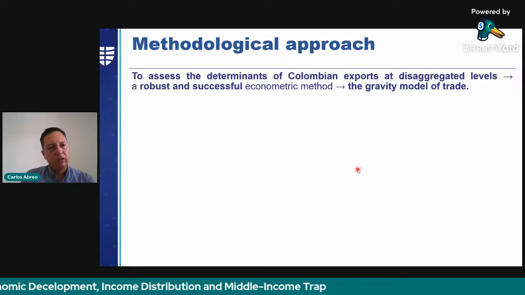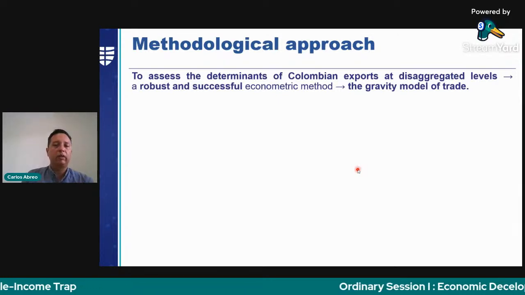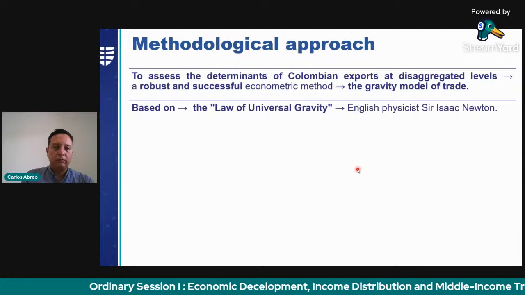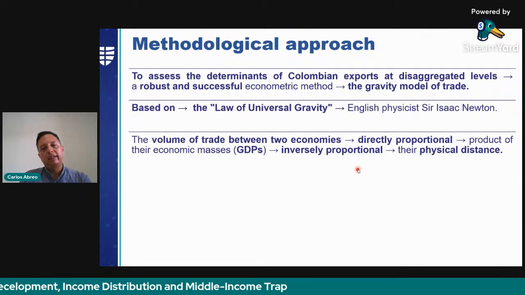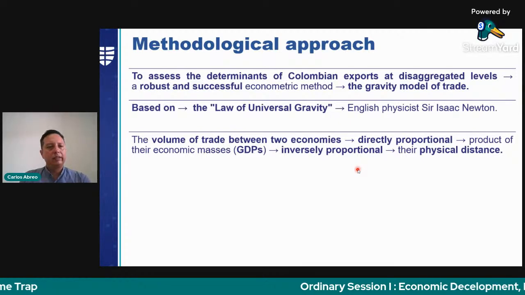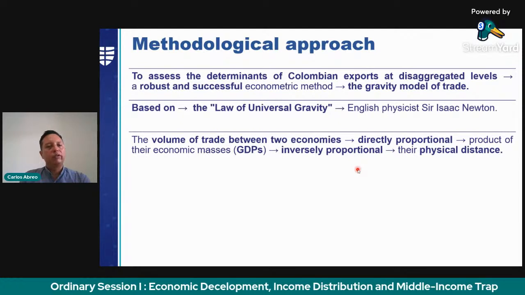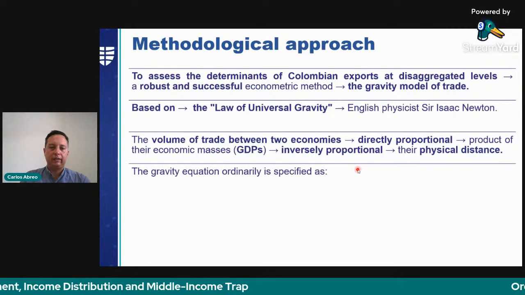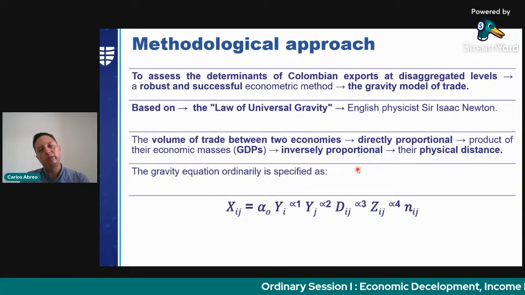Now, the methodological approach. To assess the determinants of the Colombian exports at disaggregated levels, we use the gravity model of trade, or the trade gravity model. This model, as you all know, was based on the law of universal gravity proposed by Sir Isaac Newton. This model states that the volume of trade between two economies is directly proportional to the product of their economic masses and inversely proportional to their physical distance. Usually, the gravity equation is specified like this, as you can see.